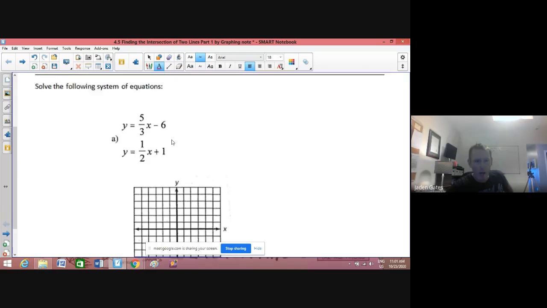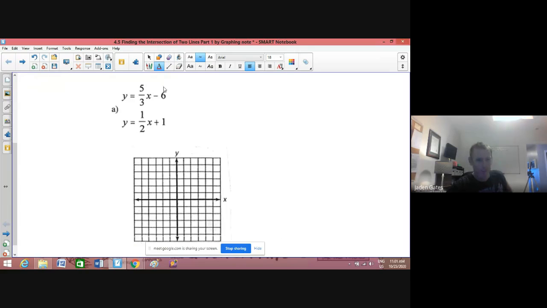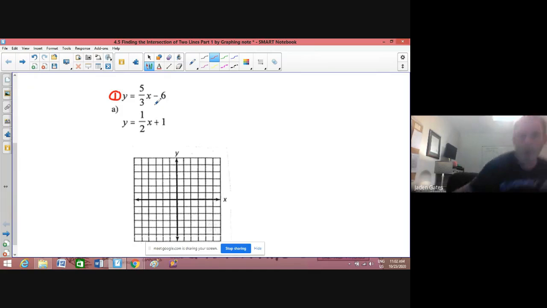All right, so I look at my first two equations here. I've got equation number 1 and equation number 2. So this is number 1. What I want to do is find out the point where these two lines meet. So I'm going to graph them individually. Again, you have to know how to graph linear equations.